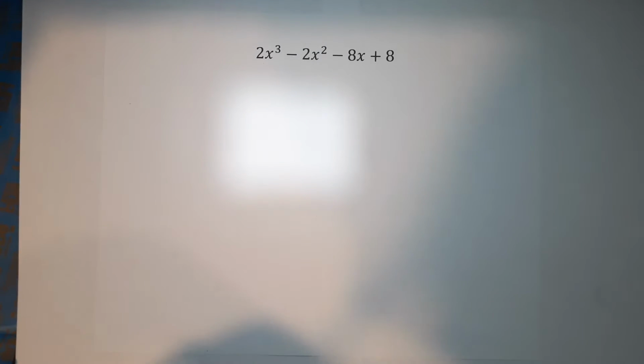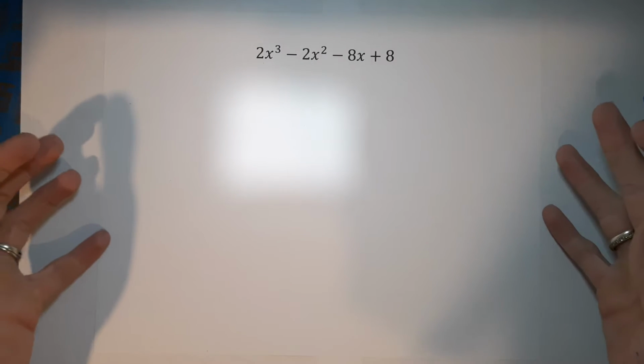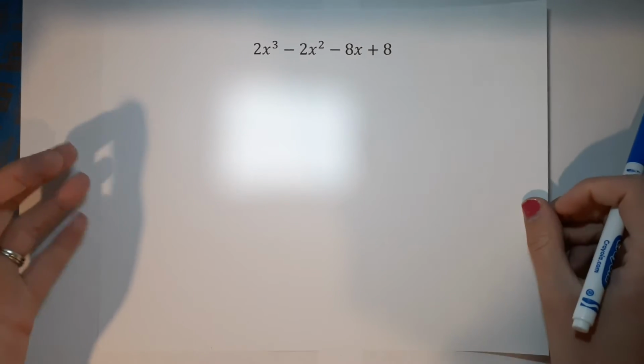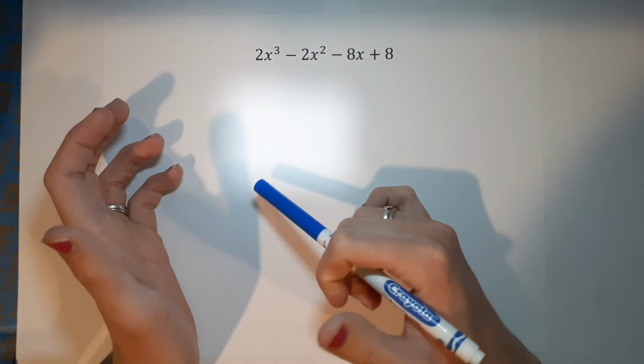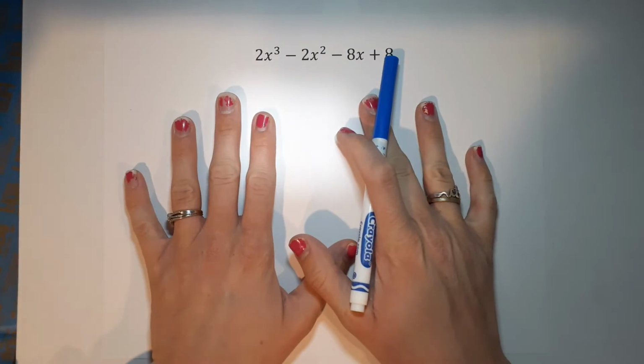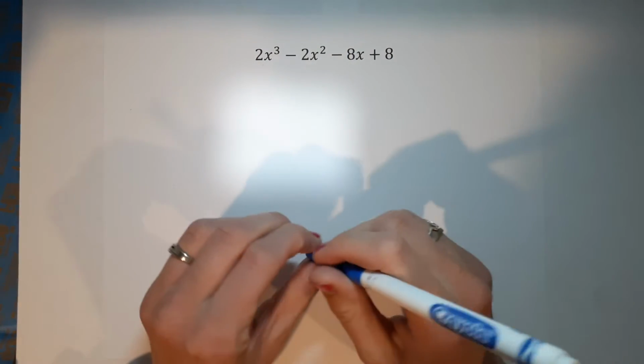Oh my gosh, welcome. Okay, we're gonna factor this. It has 4 terms. Maybe you've factored some this big, maybe not. You've probably been factoring smaller ones, but this isn't too bad. I'm gonna go really quick in this video.